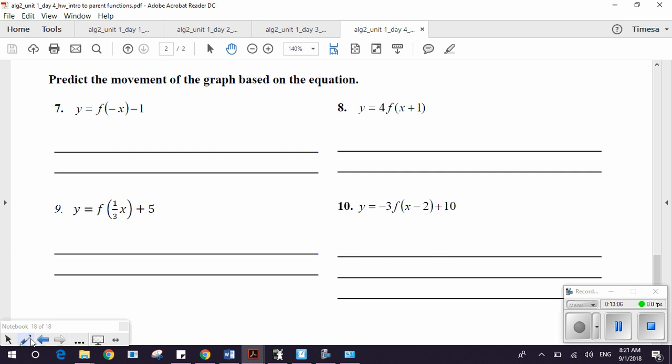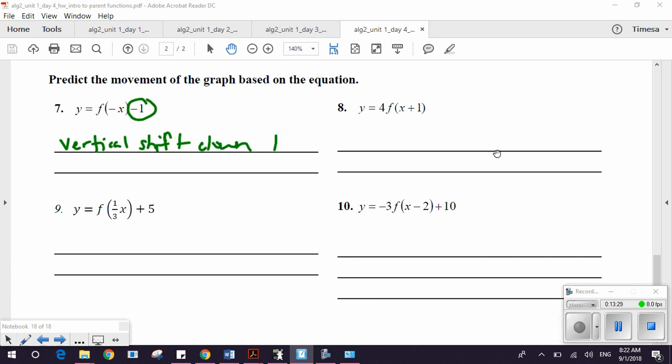Very simply, we know that when we have a -1 outside parentheses, that's a vertical change, and that's a vertical shift down 1.